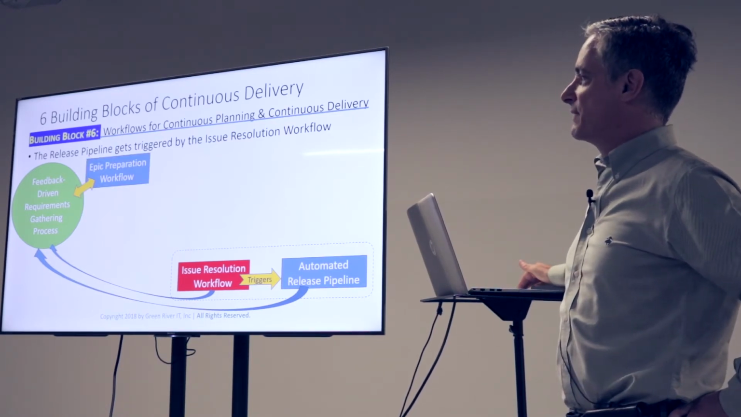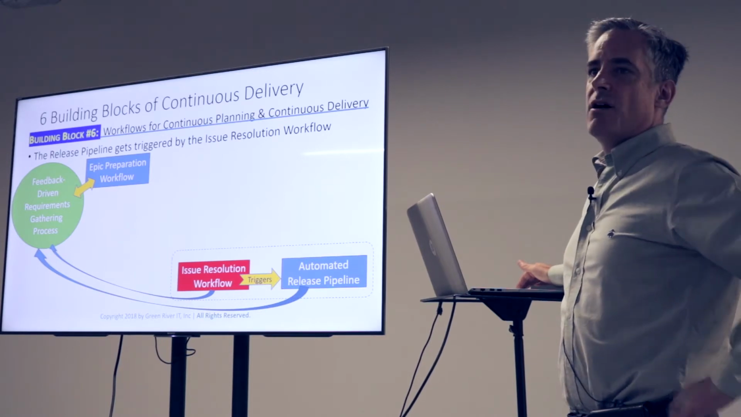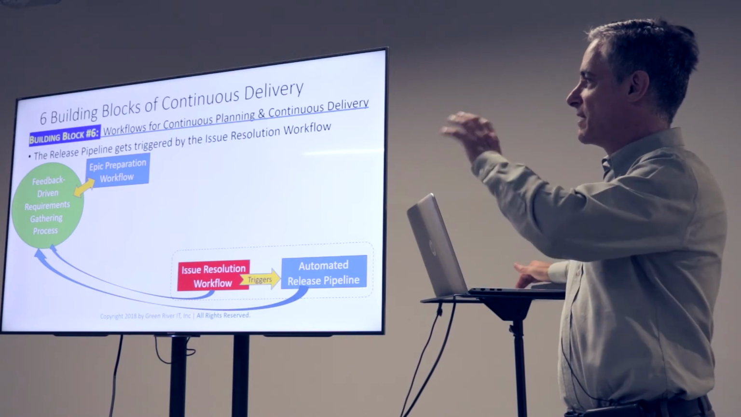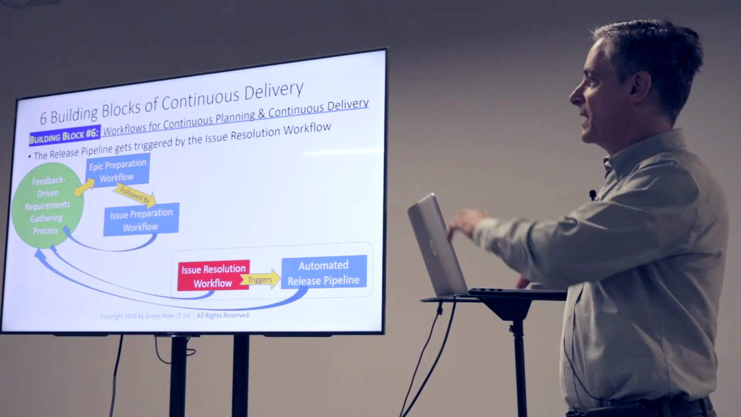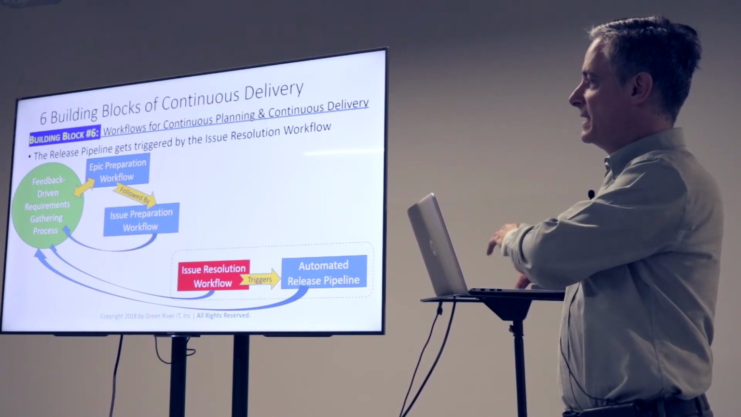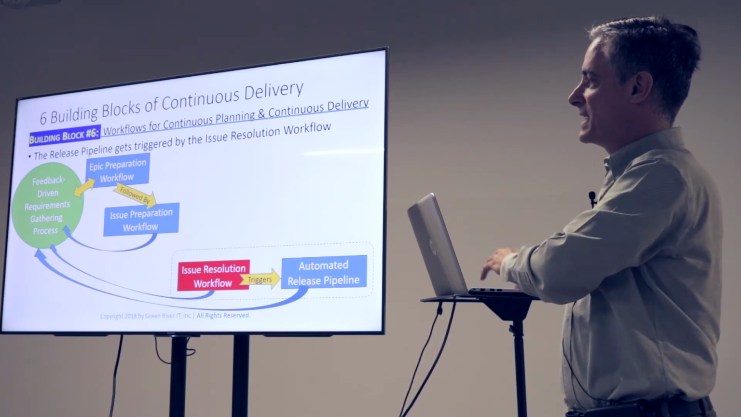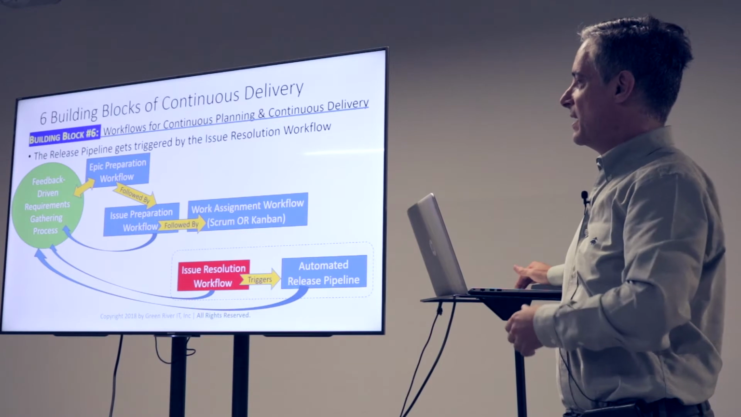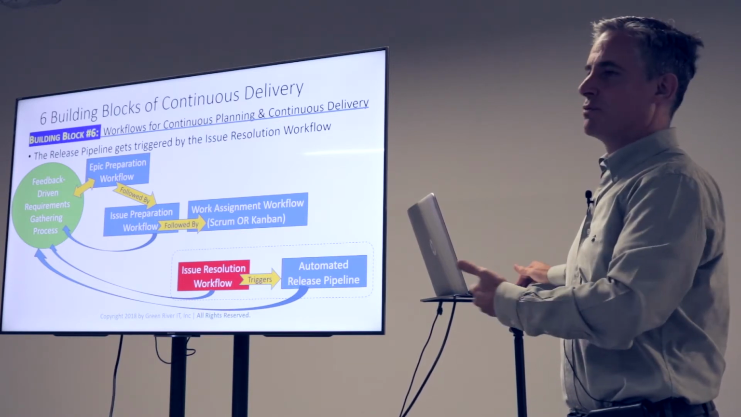This is going to trigger different workflows. We break our big projects down into these epics or features that are big pieces of work that get done. We then need to break down each of those epics into individual issues and prepare those. We got a workflow for that. Then we need to somehow assign this workflow.